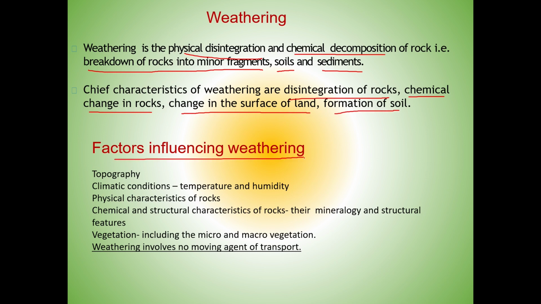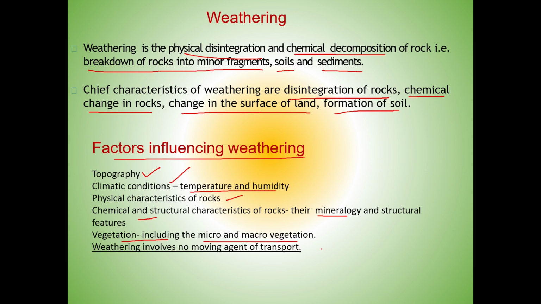The factors influencing weathering are topography, in which area, which kind of topography, highland or lowland area, depending on that. Climatic conditions, especially temperature and humidity, is the main factor. Physical characteristics of rocks, how the rock is exposed to the exogenic forces. Then chemical and structural characteristics of rocks, that is especially the minerals in the rocks and their structural features. Then vegetation cover, like micro and macro vegetations.